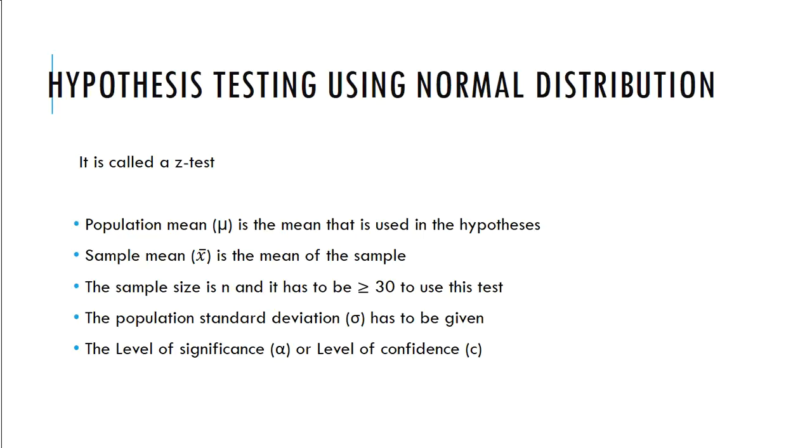So you're going to use your population mean, which is the mean that you use in the hypotheses. You never use your sample mean in the hypotheses. Then you also have a sample mean. You have a sample size, and it has to be equal to or greater than 30 to use this test. The population standard deviation has to be given, and you need to have your level of significance or a level of confidence.